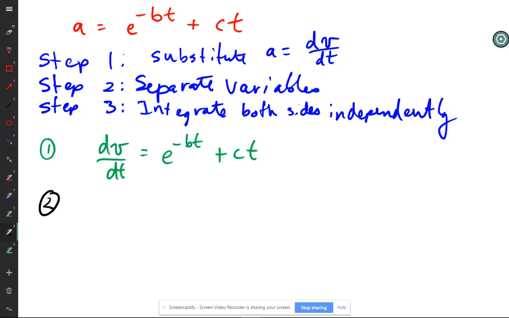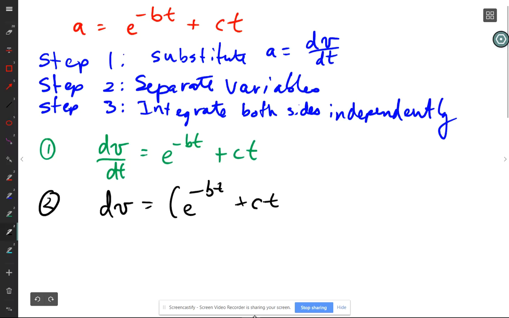So I need to separate the variables, so I need to have all the v's on one side, all of the t's on the other. And I need to make sure I have my d's all on top. So that means my dv should stay where it is. How am I going to get the dt not where it is? Multiply across. So I'll have dv is equal to, and there it's completely separated. Only v's on the left side, only t's on the right side, plus constants that we don't care where they are. So step 3, integrate both sides independently.